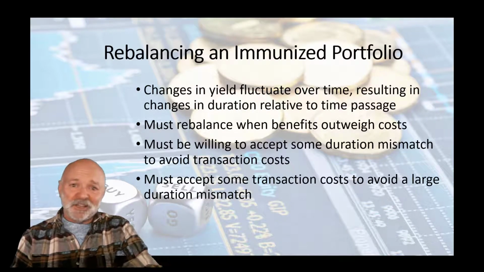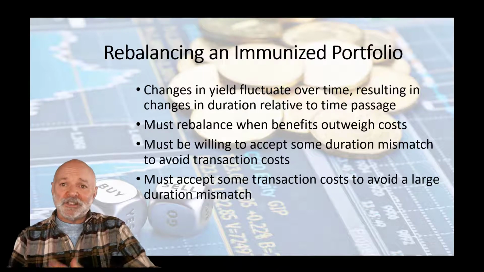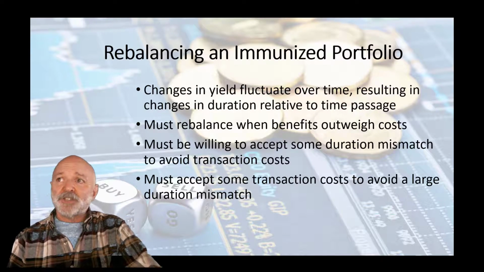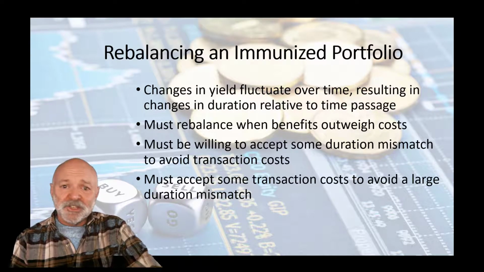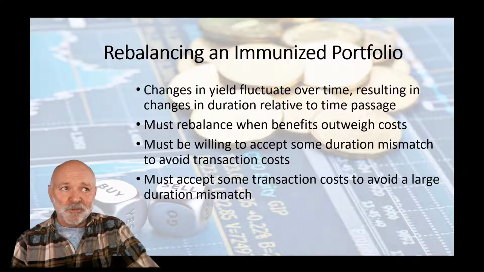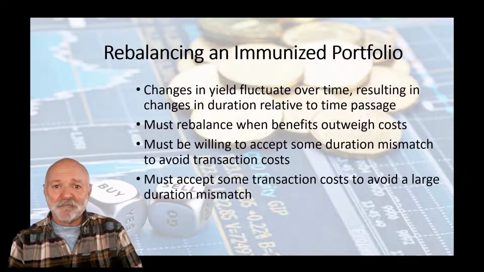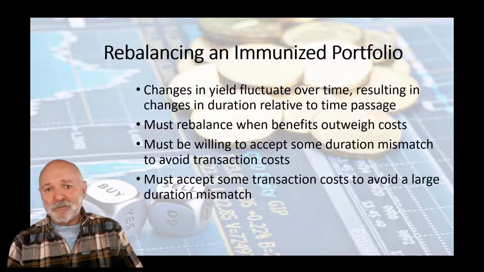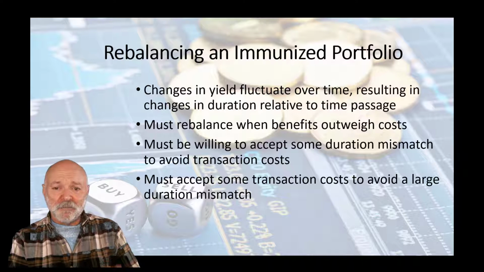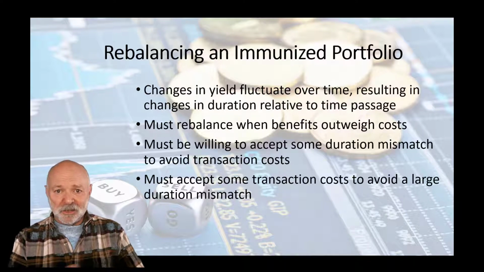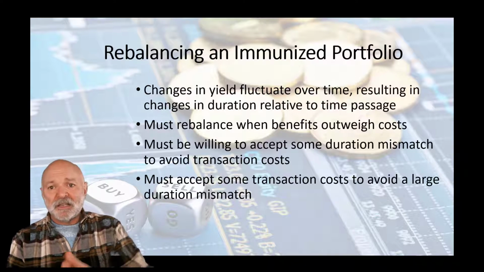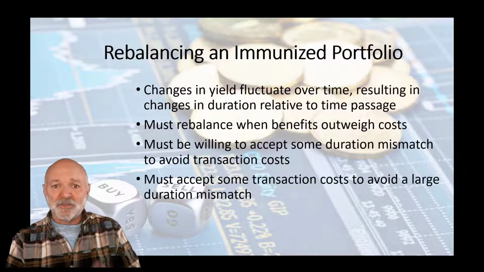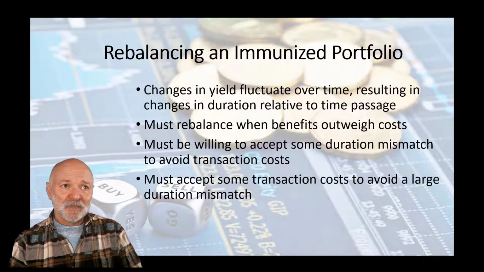If we have got an immunized portfolio, and we seek to rebalance that over time and to monitor it and to change it and to make sure that it's still working, the changes in our yield can fluctuate over time, resulting in the change in the duration as we move through that time. And every time we see that the benefits or the reinvestment income is going to be greater than the cost or the liability, we need to rebalance. We need to reset our portfolio.